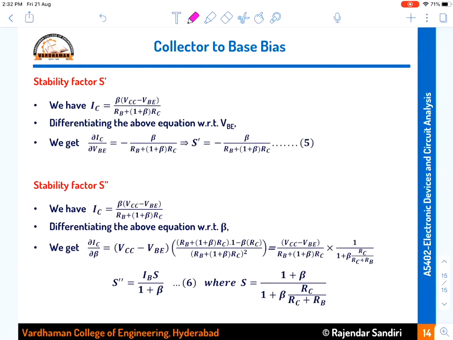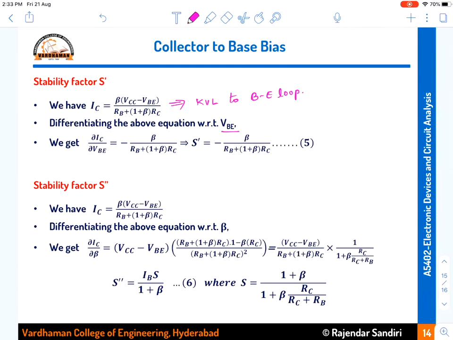Next, stability factor S dash. Again, you know the procedure. We take the expression for IC, in terms of IB and VB. But we have already derived the KVL equation for the base emitter loop and found the expression for IC, which is the operating point. I am using the same equation. Now differentiate that with respect to VBE.